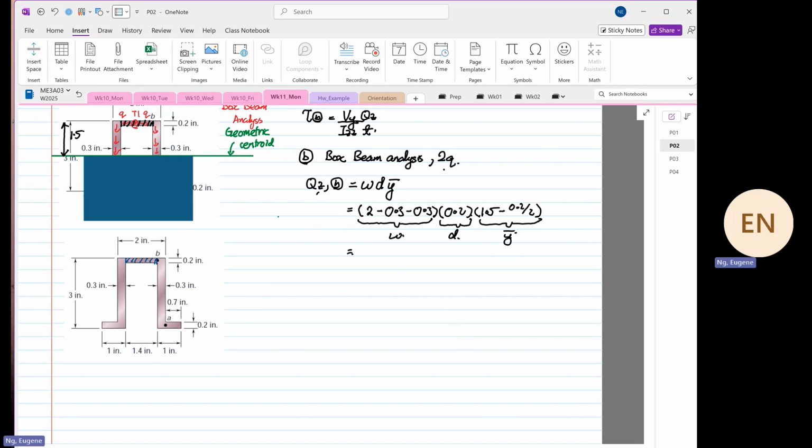So this will be equal to 1.4 multiplied by 0.2 multiplied by another 1.4. So 1.4 times 0.2 times 1.4 is equal to 0.392 inches cubed.